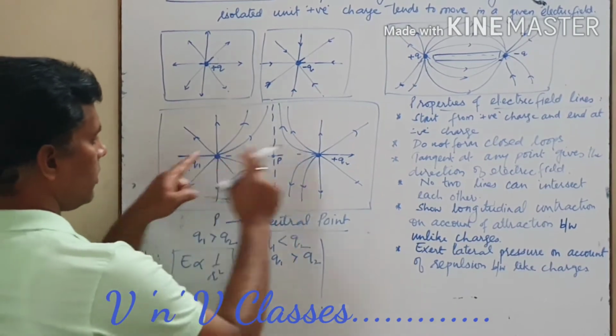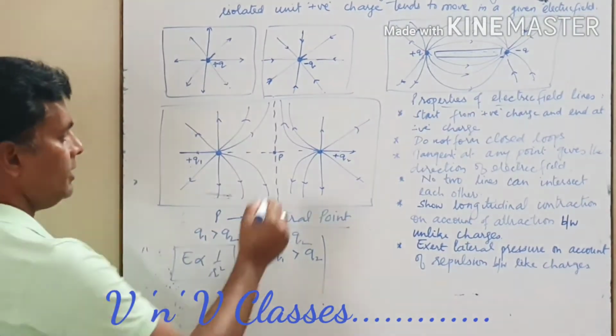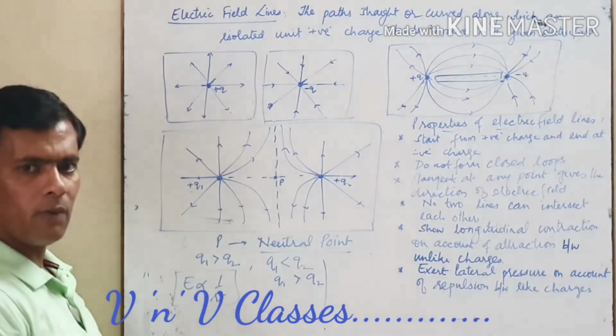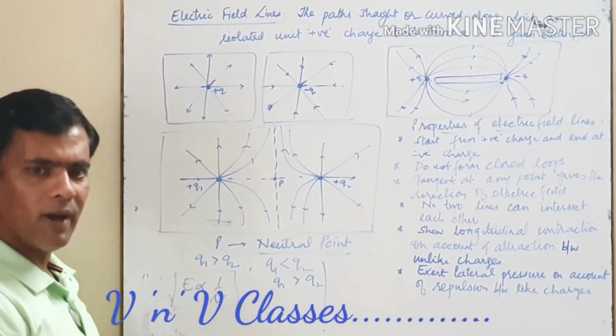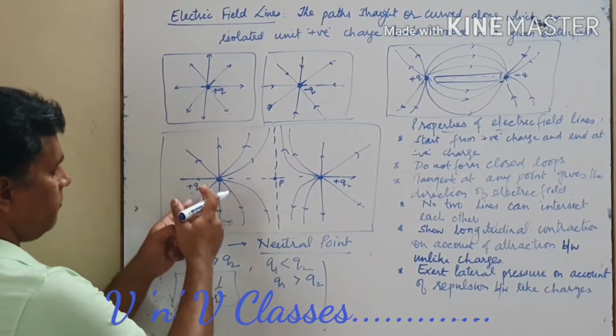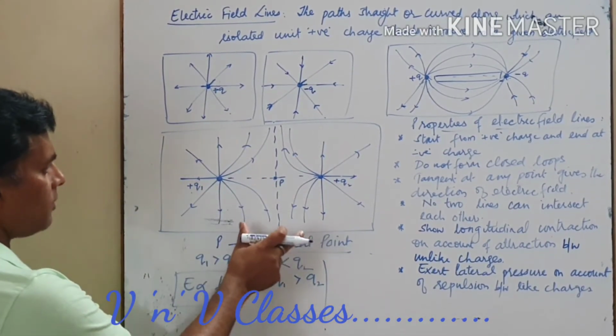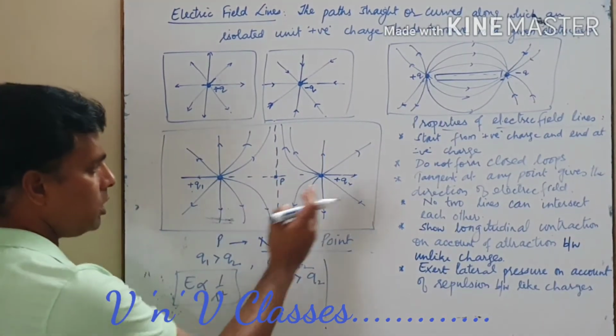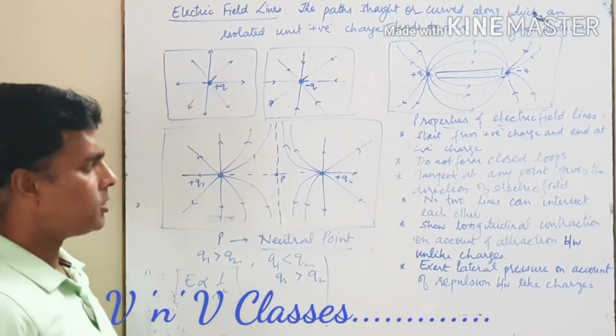But if q1 and q2 are both the same, then the neutral point will be just at the center. Keep this point in mind while you are solving numericals. Sometimes in the numericals you are asked about the position of the neutral point. So always consider the neutral point closer to the lesser charge.